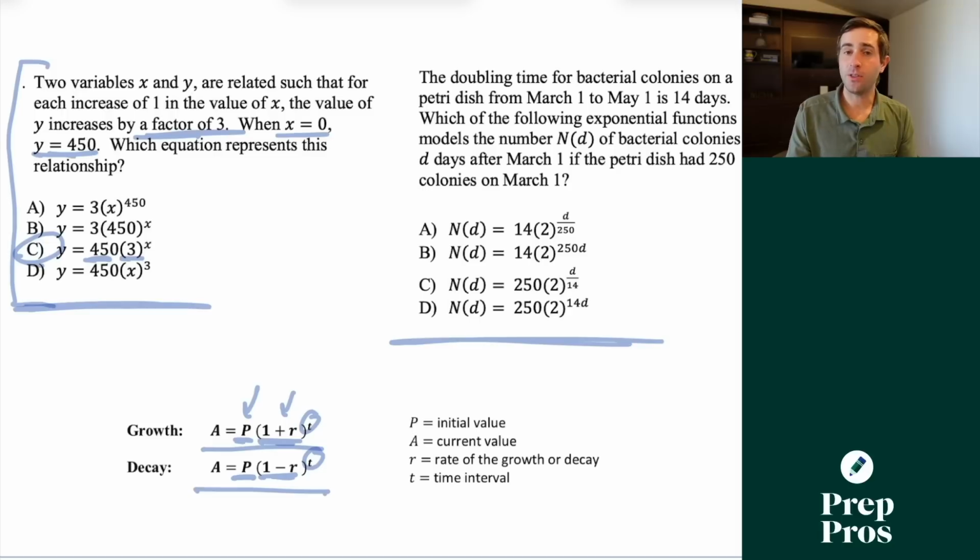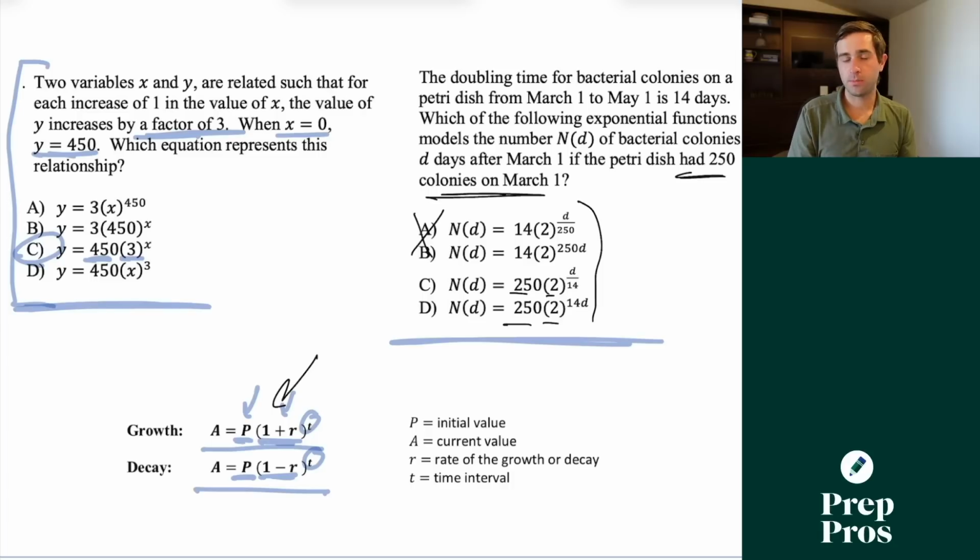Now, the other trickier variety that's been showing up on the test and giving some students problems is when they start putting tricky portions into the exponential portion. Here we're told the doubling time for bacterial colonies on a petri dish from March 1st to May 1st is 14 days. Which of the following exponential functions models the number n of d of bacterial colonies d days after March 1st? The petri dish had 250 on March 1st. Well, we can knock off a and b with our basic understanding. We know we have to start at 250 and we're doubling.